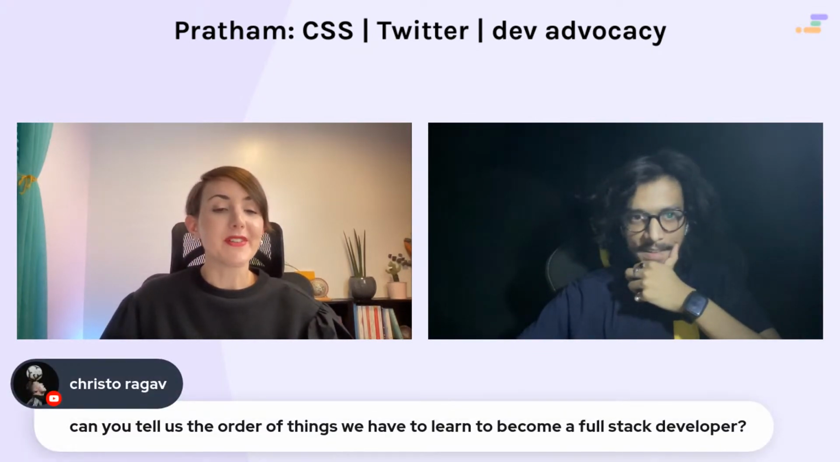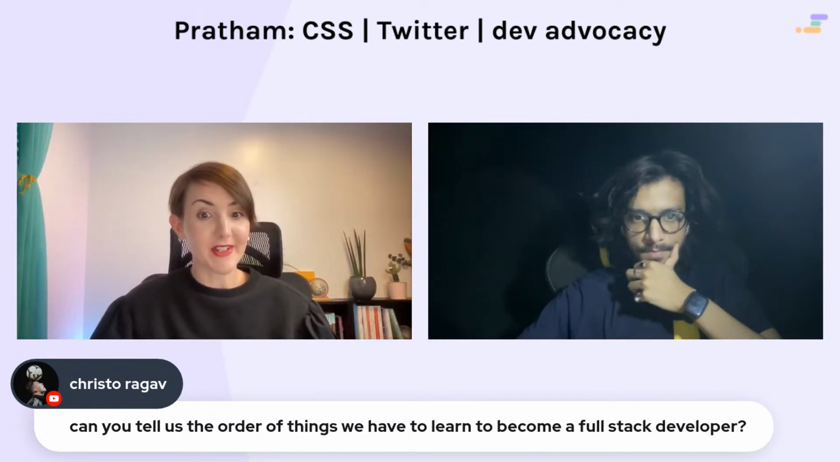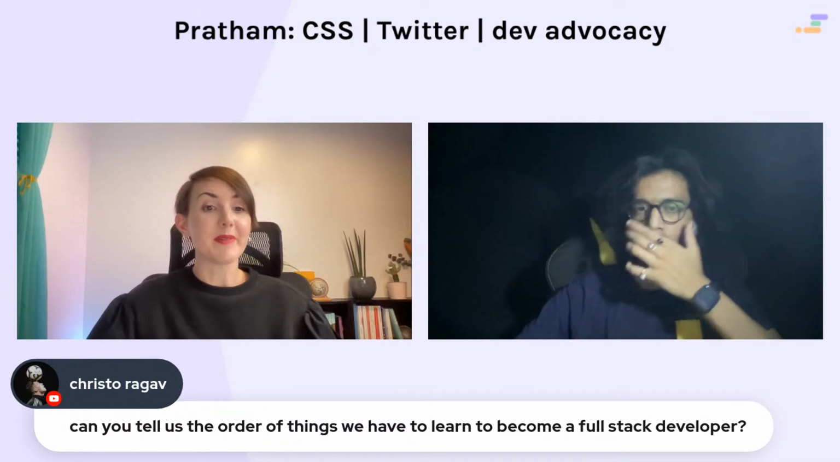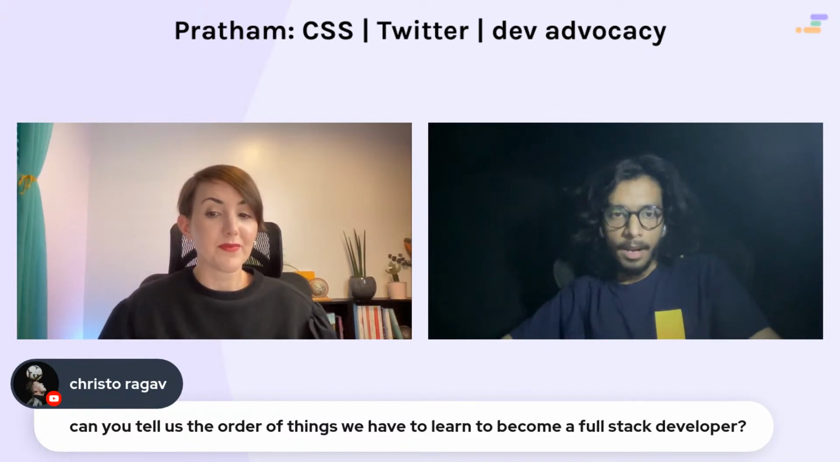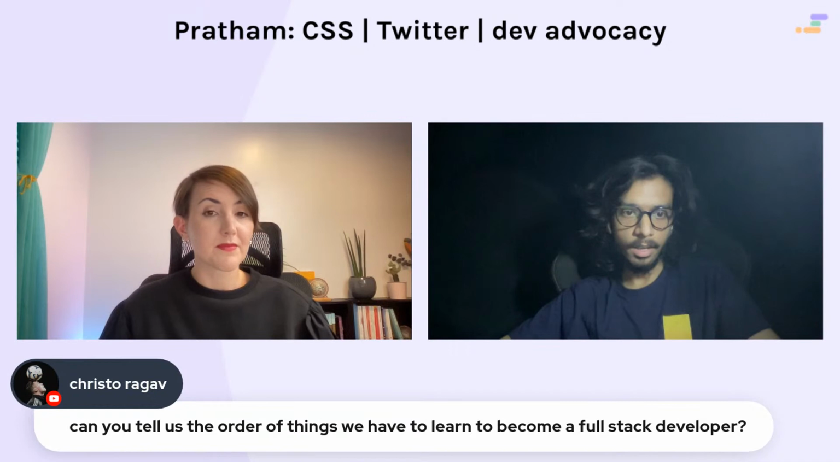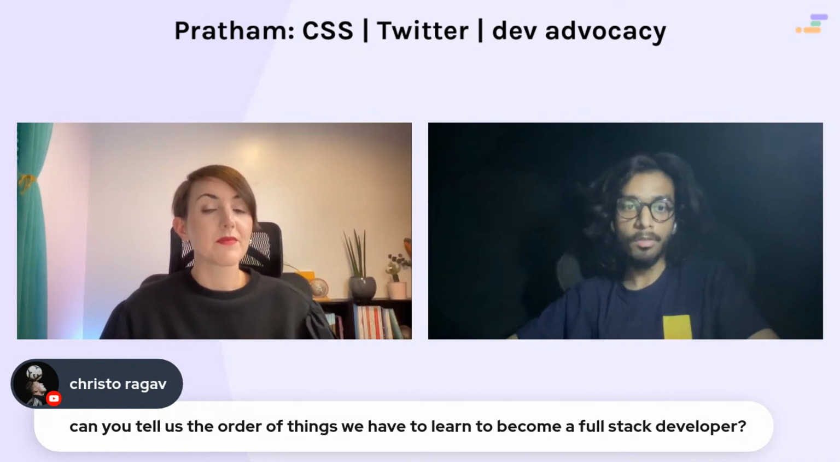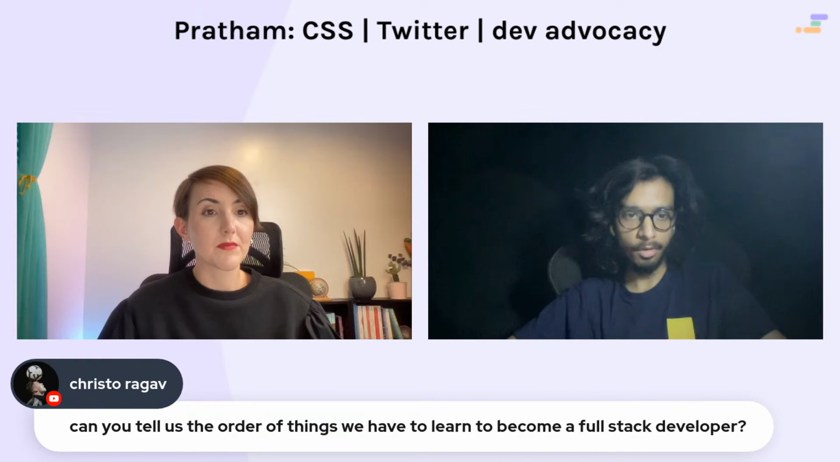And the final question I will take from Caristo. Can you tell us the order of things we have to learn to become a full stack developer? I guess full stack is the mixture of front end and back end. So you can start with backend, but it's difficult if you start with backend because you can't visualize things in the beginning. So I recommend you to start with the front end development first. In order to learn front end, start with HTML, CSS, create some projects, create some landing pages, some portfolios, so that you can improve your HTML and CSS skills.